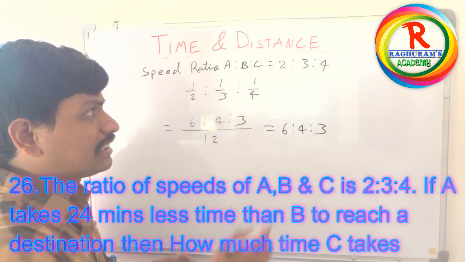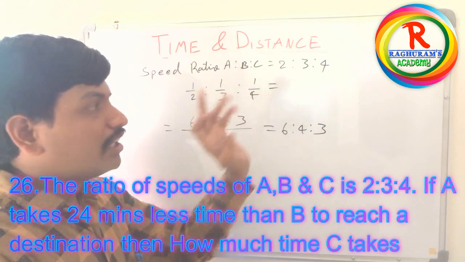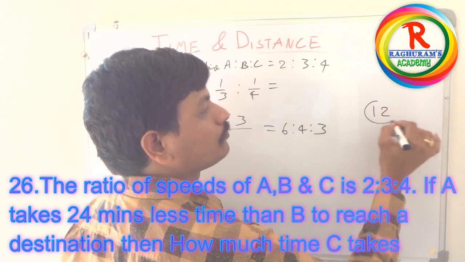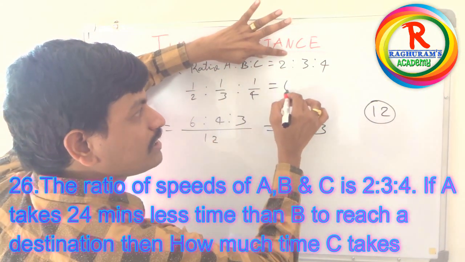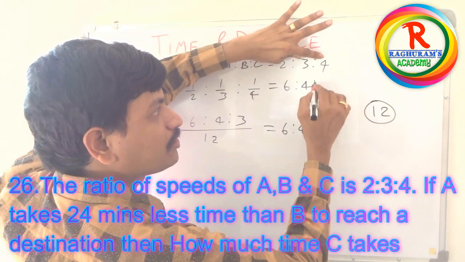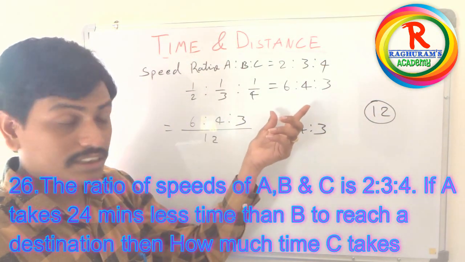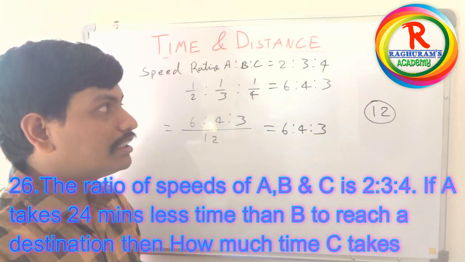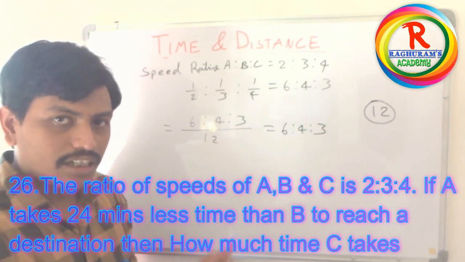Otherwise, directly we can write the ratio of time by seeing the ratio of speeds. First write the LCM of 2, 3, 4. So we know that it is 12. Directly we can write without doing all these things: 2 sixes are 12 is to 3 fours are 12 is to 4 threes are 12. So 6 is to 4 is to 3. Without doing all these things, this is a shortcut way we can do it. I have explained this in the ratio and proportion topic also. So the same thing here also I am explaining.